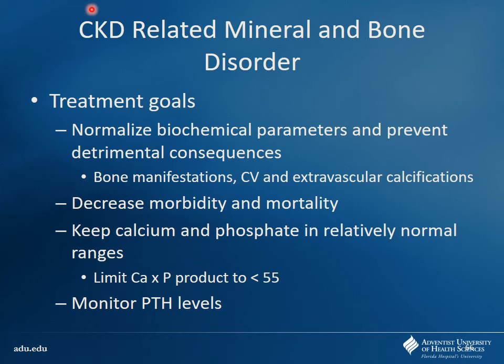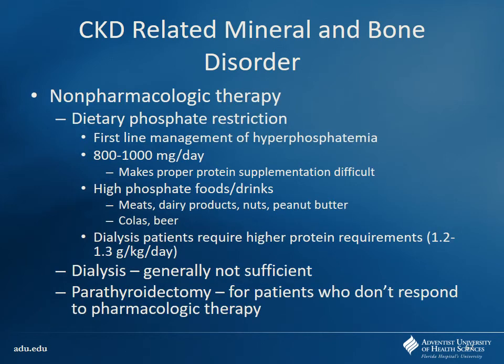Okay, so we have several drugs that do that. Typically what we like to do is keep our calcium phosphate product probably less than 55. Again, that's just multiplying calcium and phosphate together. If it's more than 55, you need to get rid of either one or the other, okay? Because they're more at risk to cause that precipitation that can occur there. And then also we're going to monitor our PTH levels.